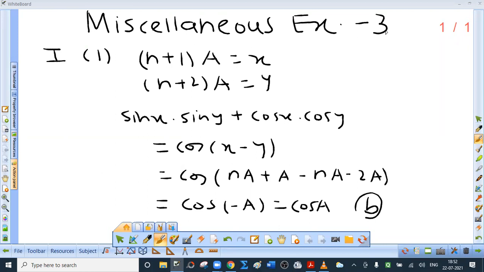So the first angle I take as x and the other as y. So the expression is sin x sin y plus cos x cos y. This is the expansion of cos of (x minus y). Substitute x and y to get cos of minus a. Cos of minus a is cos a, which is given in option B. So B is the correct option.